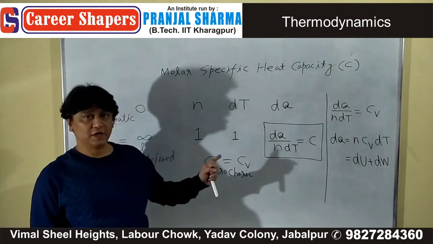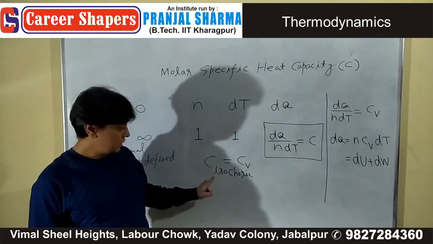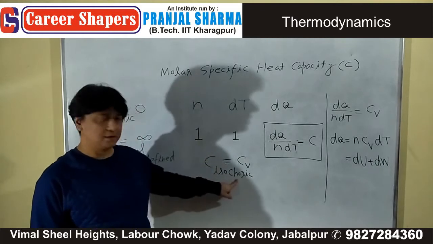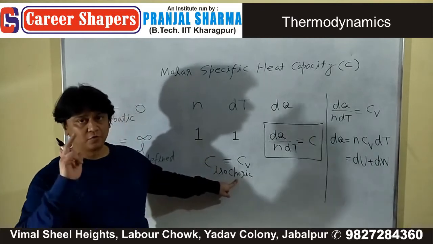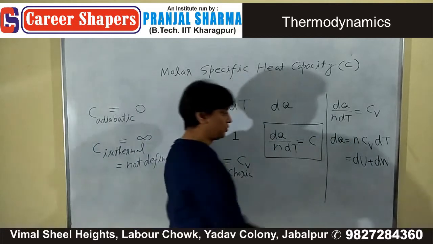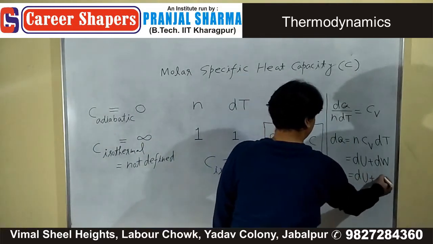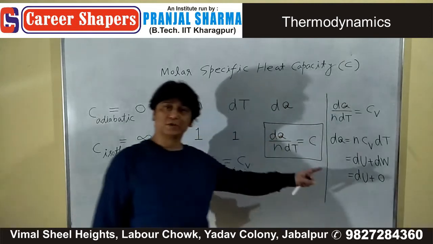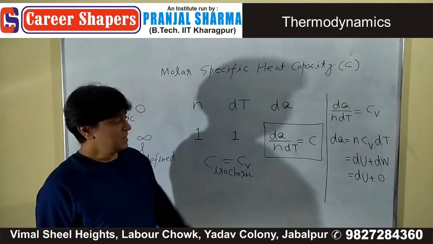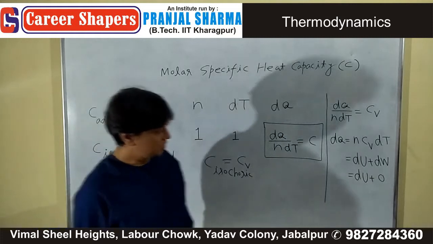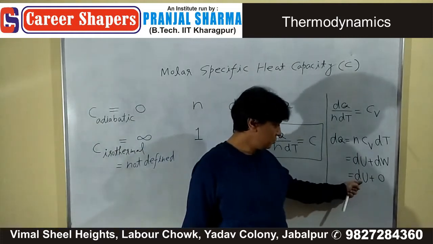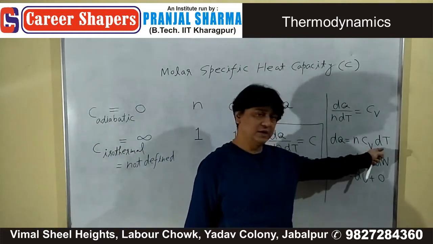dQ was dU plus dW. What type of process are we interested in? Isochoric. For an isochoric process, you know that work done is always what? 0. If it is 0, then look, we have got the value of dU as nCv dT.